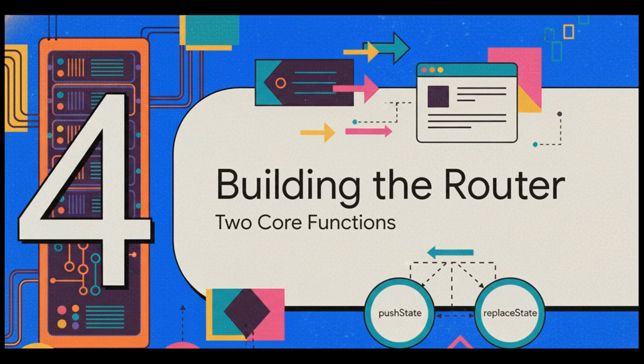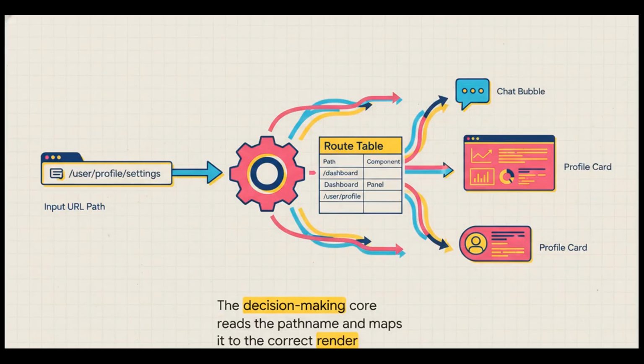Let's break down the 2 core functions you need. First up is the router function itself. Think of this as the decision-making core. It's the traffic cop of your application. Its whole job is to actively read the current state of the URL, specifically the window.location.pathname, look it up in a central route table, and then execute the specific function that builds the interface for that exact path. Every single view change has to eventually pass through this traffic cop.